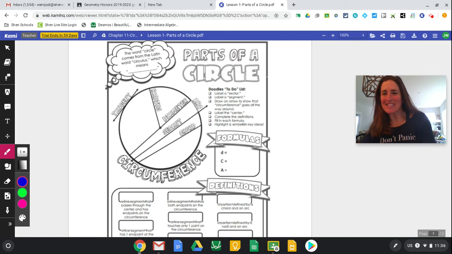It's our last chapter of the year. I know you're so excited. For our last chapter, we're going to do circles. Today, we're going to start with basic circle terminology and finding some central angles inside a circle.